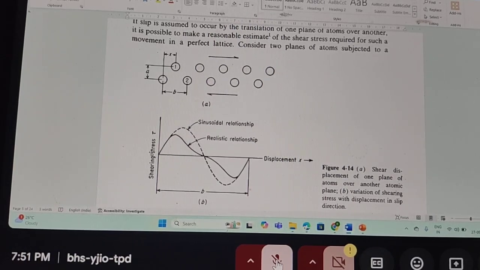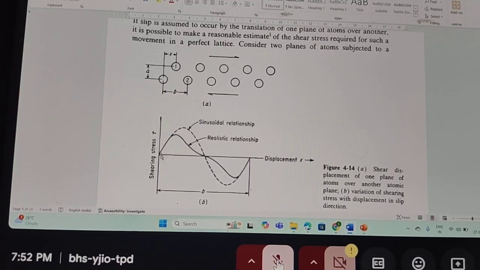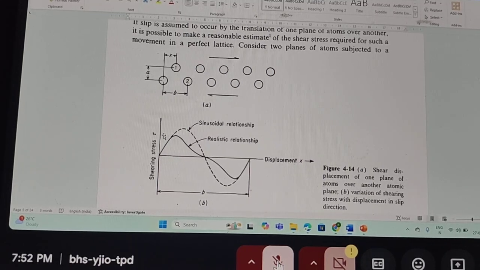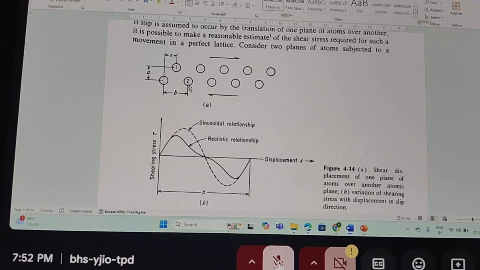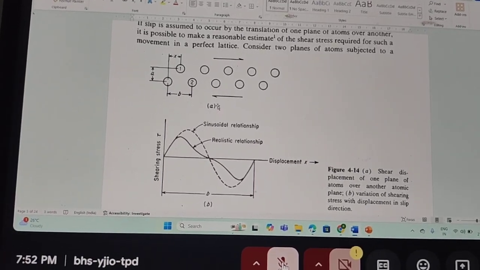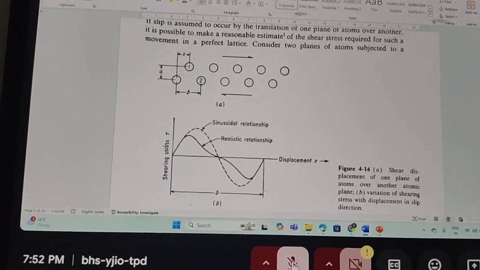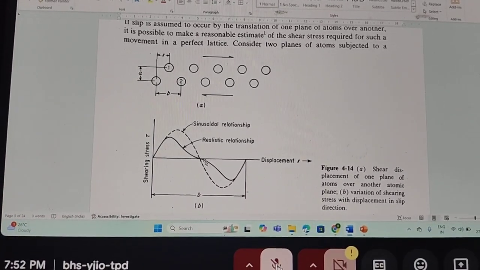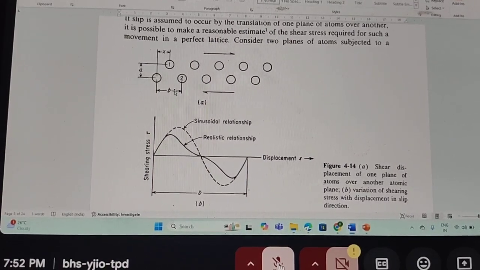Now the stress distribution is like this. When the 1 was here, there was 0 displacement. When 1 is in between these two, this is again 0. When 1 is coming over 2, this is again 0. But in between, this is having a maxima at the midpoint here, and it is having a maxima at the midpoint here. How does it happen?